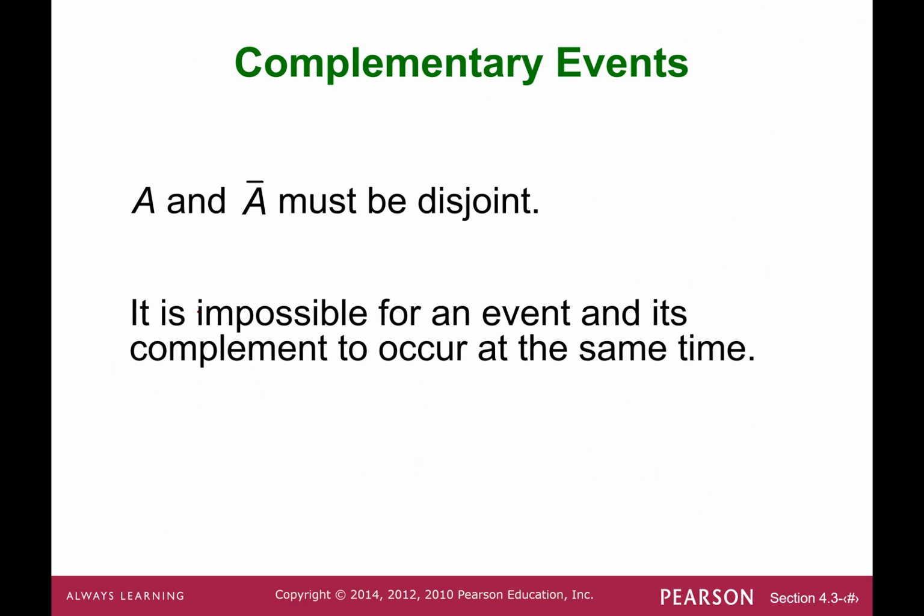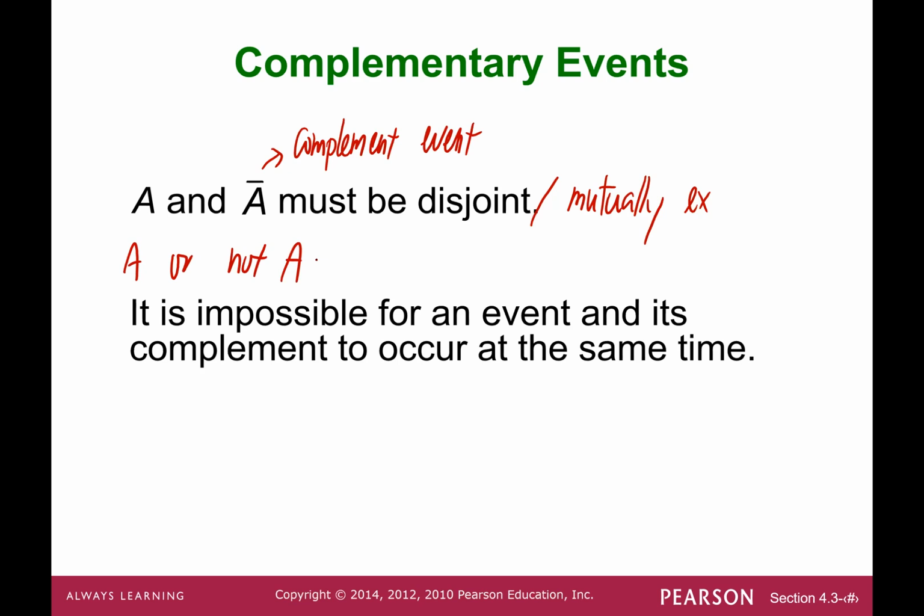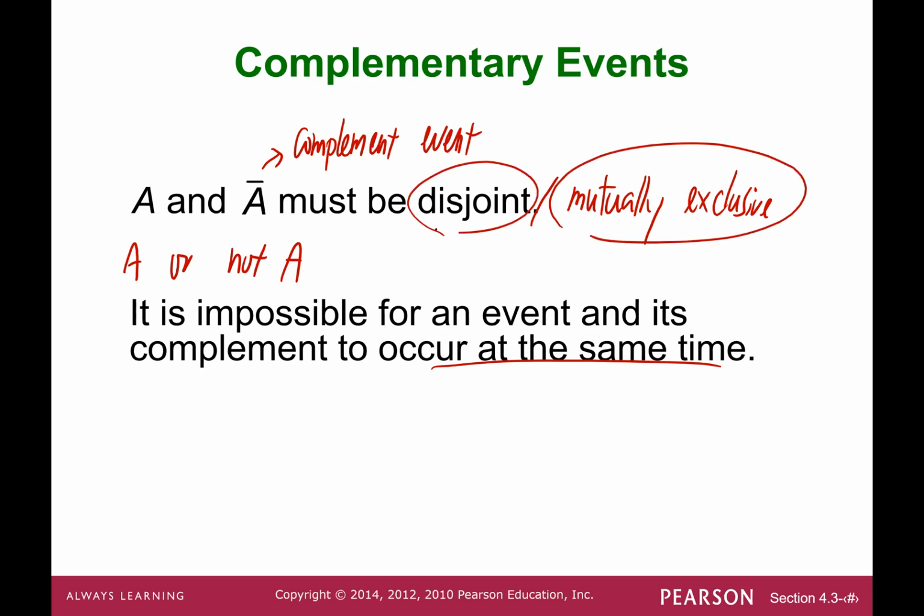Okay. All right, so this is a second example on this. Now let's take a look at complementary events. So event A and then A bar. A bar is a complement event, must be disjoint or mutually exclusive, right? Because it's either A or not A. They are mutually exclusive, either A or not A. So it's impossible for an event and its complement event to occur at the same time. That's what we mean by mutually exclusive or disjoint.